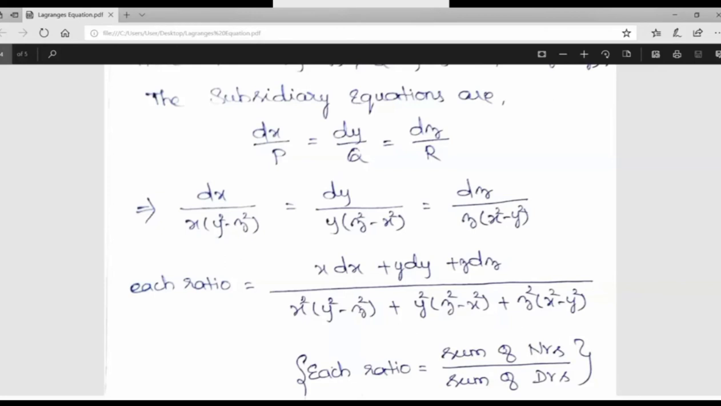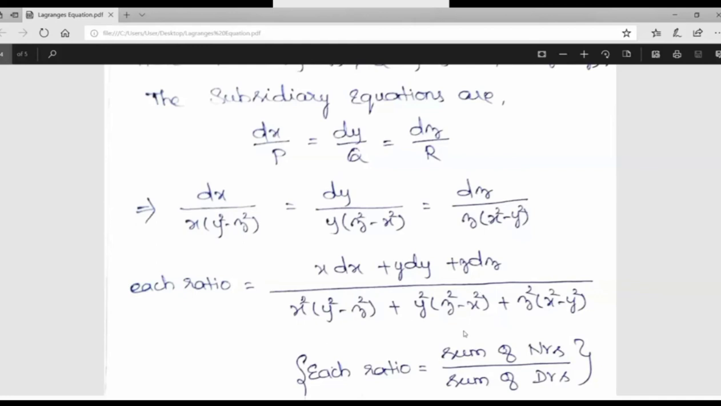Any one thing we have to bring here. Directly we can get the 0 if we multiply the first with x, the second with y and the third with z. The term we multiply in the denominator, the same thing we have to multiply in the numerator. So x dx, y dy, z dz, and add up all the numerator and all the denominator terms.